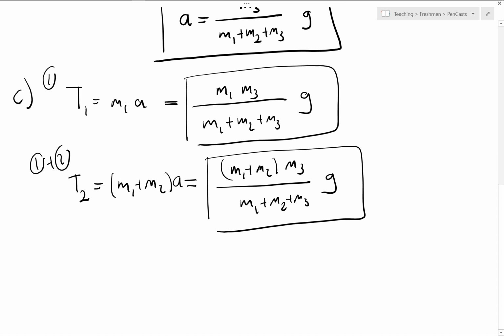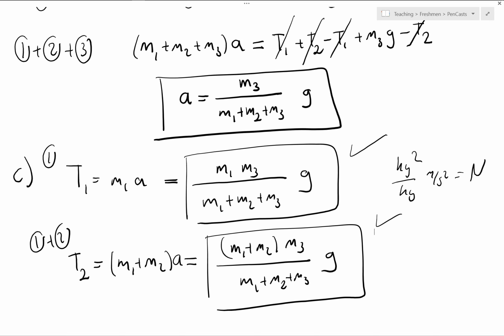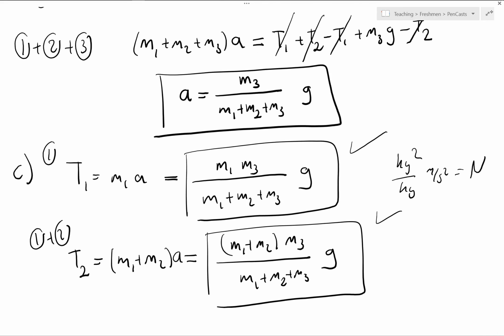Unit wise, if I look at this, kilogram squared divided by kilogram times meter per second squared is Newton. Same thing in the second formula, so that seems to be correct. This is quite a simple question.